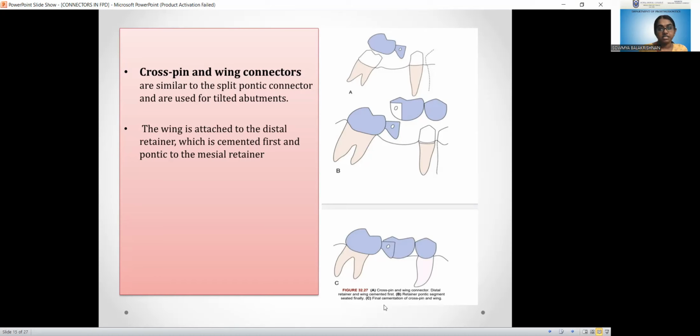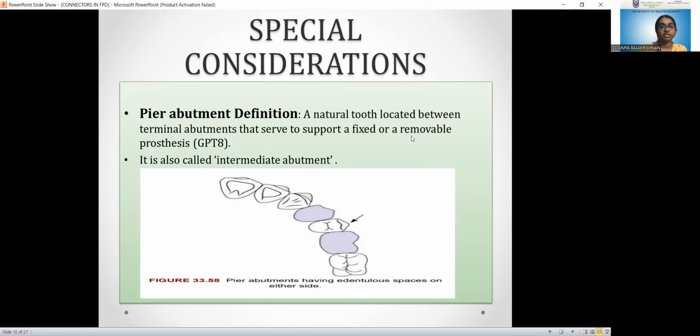After cementation, this is a cross pin and wing: the distal retainer and the wing, and the retainer pontic segment is seated finally. For the final cementation, first we have to cement the pontic with the wing. Then next is the retainer with the wing, and then this segment is cemented. So the wing is attached to the distal retainer, which is cemented first, and the pontic to the mesial retainer, which is to be cemented next. That is a cross pin and wing, and the main use is for the management of the tilted abutment. So these are the three types of connectors: the tenon mortise, split pontic, and cross pin and wing.